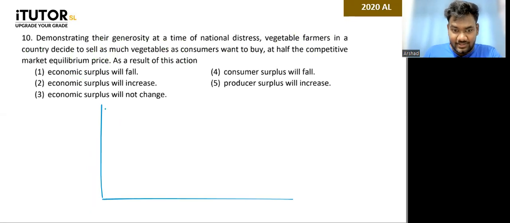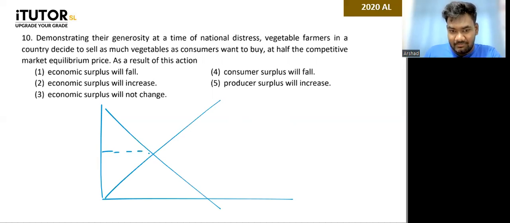Okay. So there is demand, there is supply. Based on demand and supply, you have market equilibrium price. So let's say this is a vegetable we look at. Let's say 1 kilo of this vegetable was 100 rupees, and let's say consumers bought 10 kilograms. That is how it was initially.